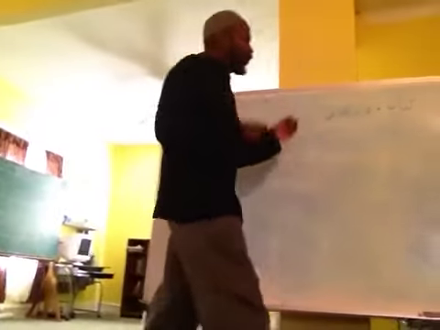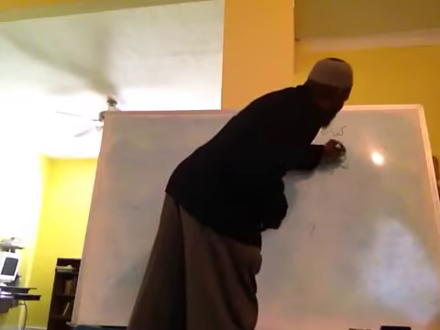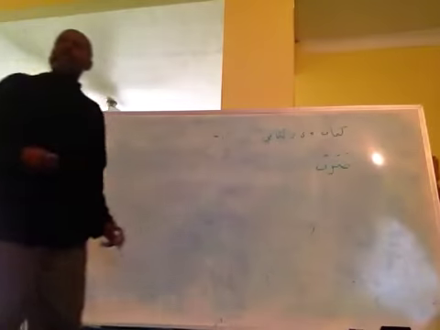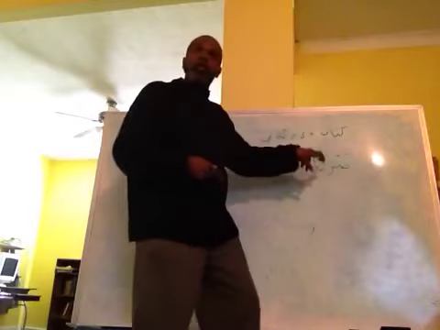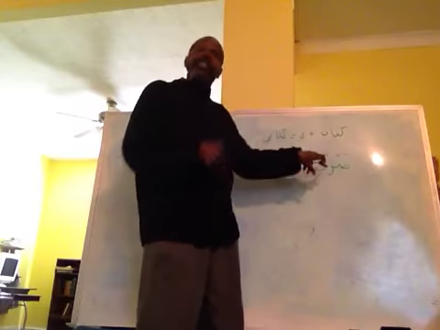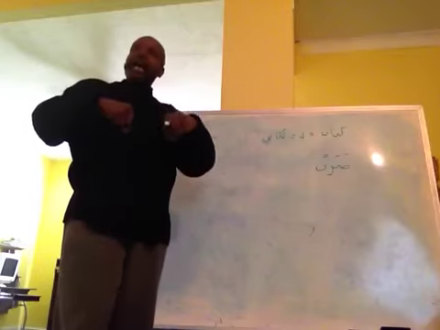Everybody with me? Yes. So if we take a verb, let's say daraba. What's the meaning of daraba? To hit, to strike. So who hit? Who's the fa'il? He. So he hit. So we want to say he hit me. How do we say that?